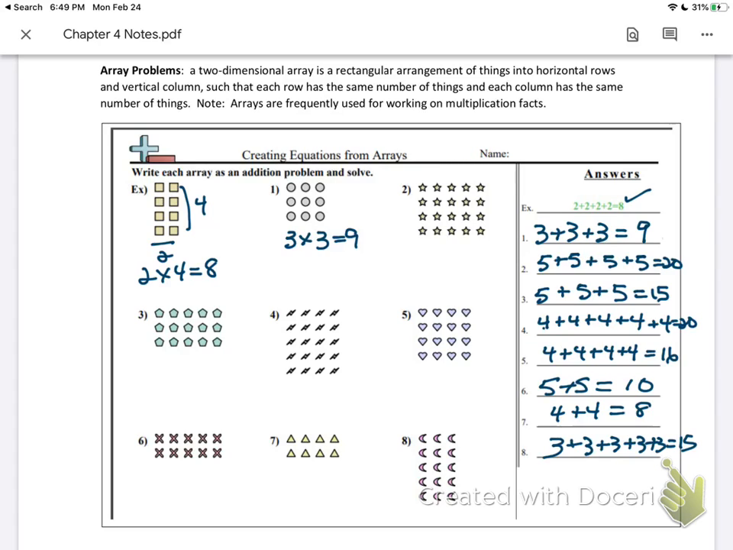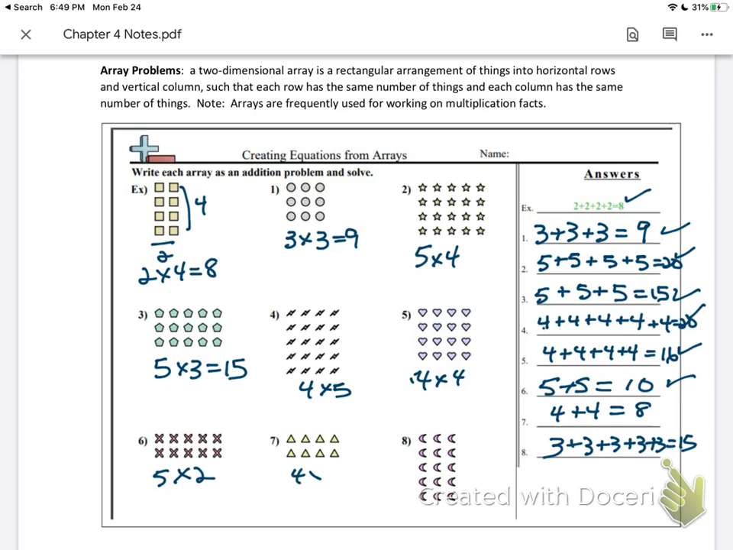Okay, so the next one is 5 times 4. So 5 times 4 gives me 20, and that checks. 1, 2, 3, 4, 5. This is 5 times 3, which gives me 15. That checks. 1, 2, 3, 4, 1, 2, 3, 4, 5. 4 times 5 gives me 20, checks. 4 times 4, 16, check. 5 times 2 is 10, check. 4 times 2 is 8, checks. And 5 times 3 is 15.